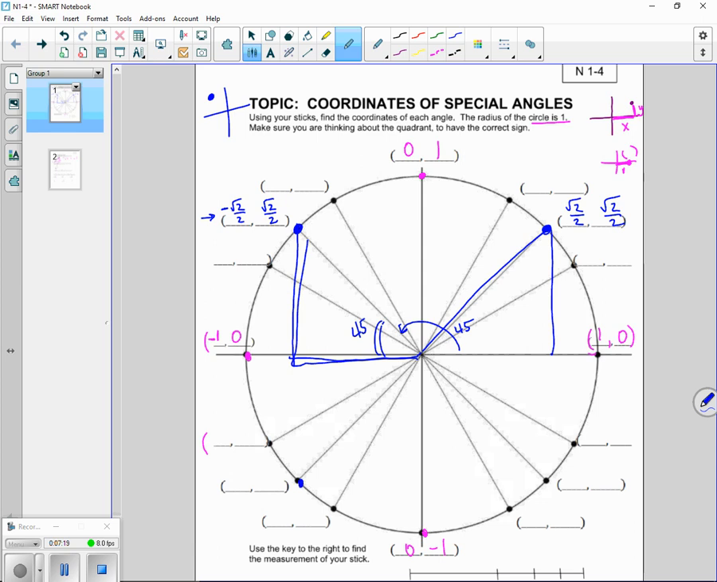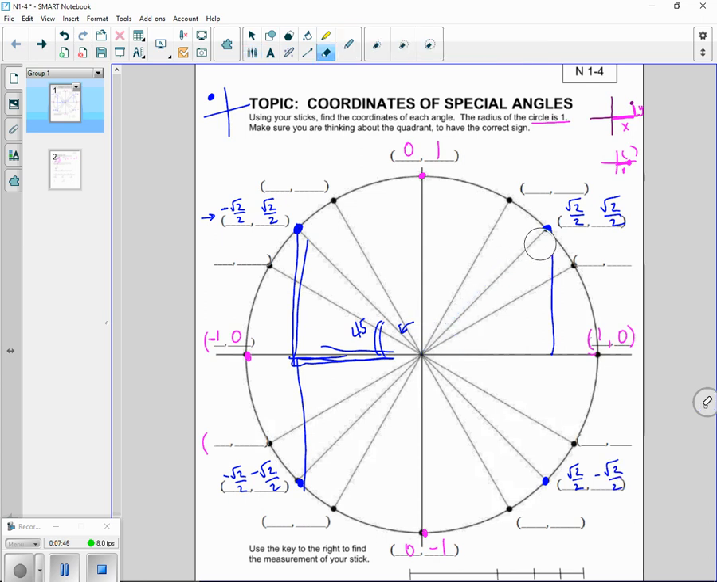Now I bet you, smart children, could now write the ordered pairs of these other ones because, again, all the 45s, they're the same triangle. It's just a matter of positive, positive, and in quadrant 3, the x is negative and the y is negative, and in quadrant 4, positive x, negative y. Isn't that so tremendously cool? So they all have the same.